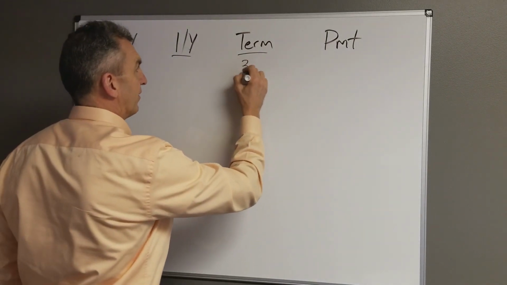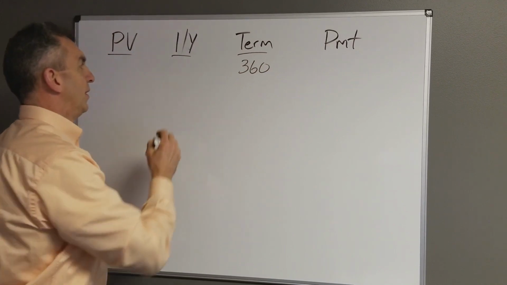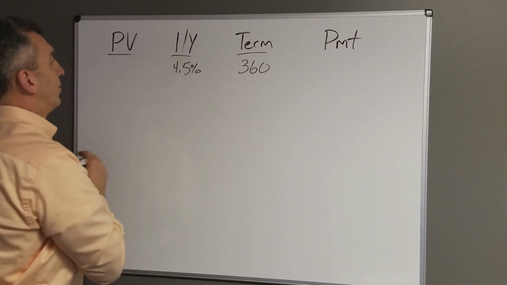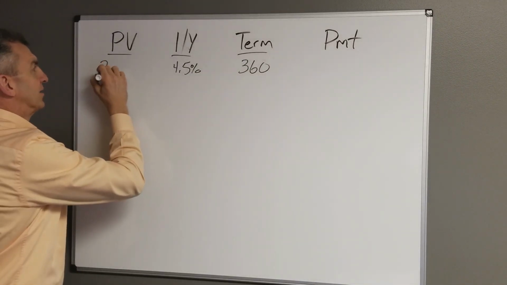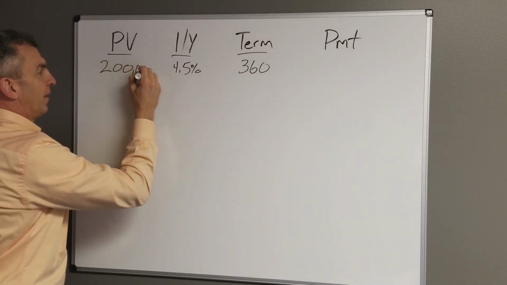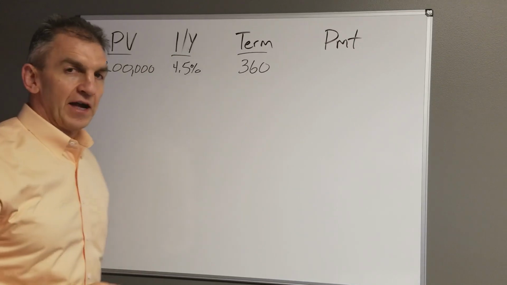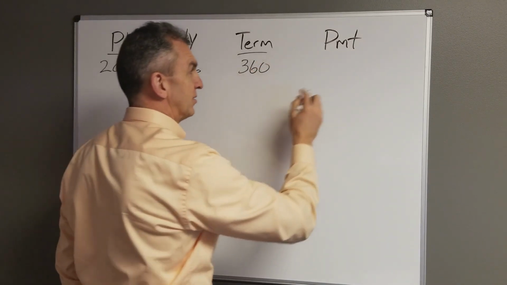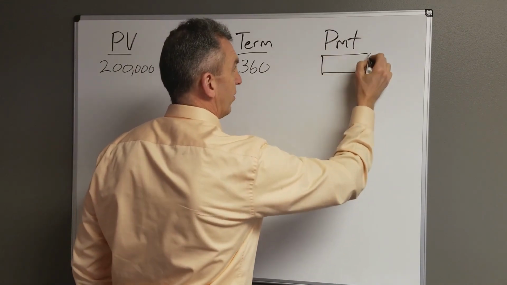We've got typically a 360-month term. Let's just put the interest rate here at 4.5%. Principal value, we'll use a $200,000 loan, all right? And so then we can go into our fancy calculator, which I'll show you on another screen, how to calculate this payment. We're going to solve for PMT.